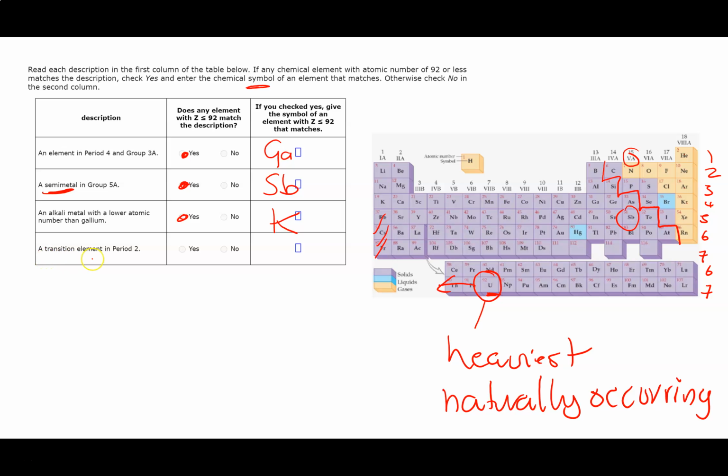And then it says a transition element in period 2. So transition elements are these guys that are in the middle here. All right. Remember, the ones underneath are the inner transition elements. And what you can see is we don't actually get any transition elements until we are well down beyond period 3. There are no transition elements in period 2. You see there's period 2 across there. So the answer for that one is going to be no.